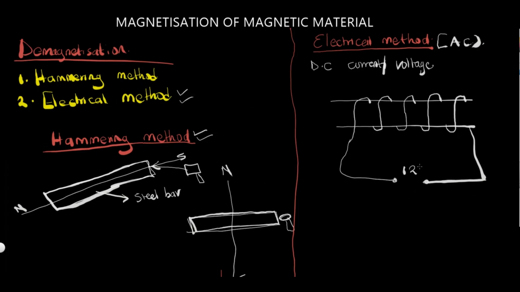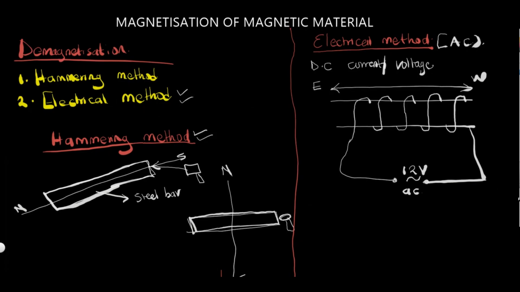So let's say we use 12 volts alternating. We always represent alternating with this, so this one is AC. What will happen is you need to align this in the east-west line. It is kind of similar with this. So this one should be aligned in the east-west direction. Let's say this one is the east-west direction.